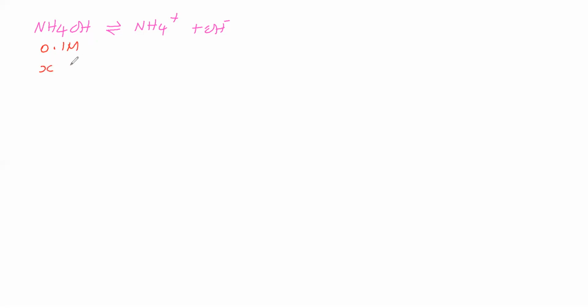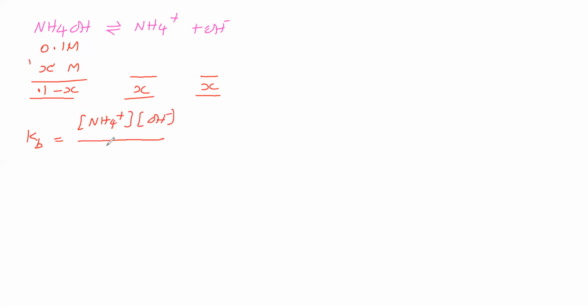Is it dissociating completely? No. It is dissociating partially. Why is it so? Because it is a weak base. So what is the remaining concentration of ammonium hydroxide at equilibrium? 0.1 minus x molar. What is the concentration of ammonium ion produced? x molar. Hydroxide how much? x molar. Now since it is a weak base, we will take the equilibrium constant Kb, which is equal to ammonium ion and hydroxide ion in the numerator on the right side, and ammonium hydroxide in the denominator on the left side. Like this we have written.